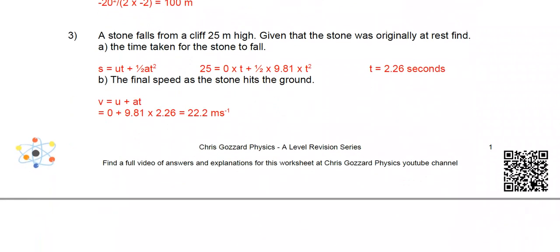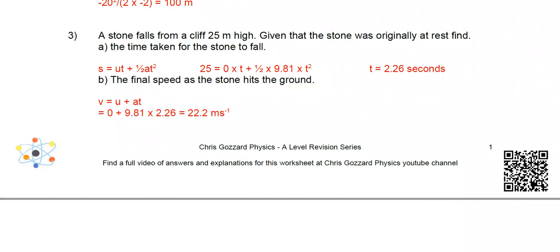Number 3. A stone falls from a cliff 25 meters high. Given that the stone was originally at rest, find A, the time taken for the stone to fall. Well, now we're going to use s = ut + ½at². So 25 is equal to, well, as it started from rest, 0 times t plus a half times 9.81 times t squared. And we get an answer of t = 2.26 seconds.